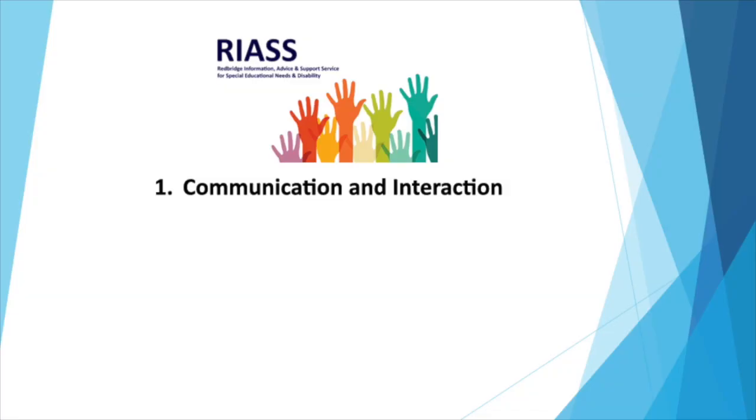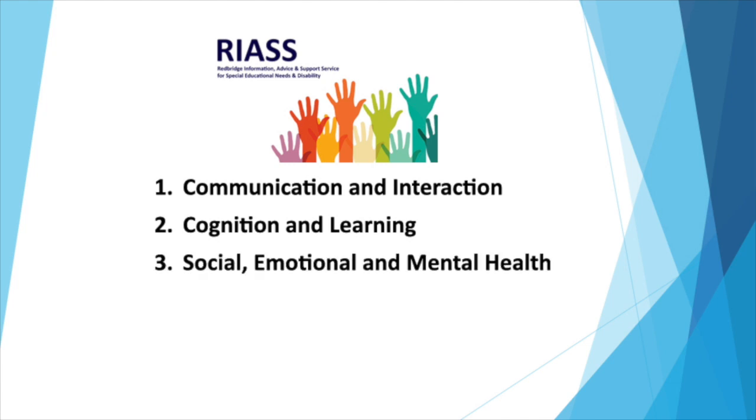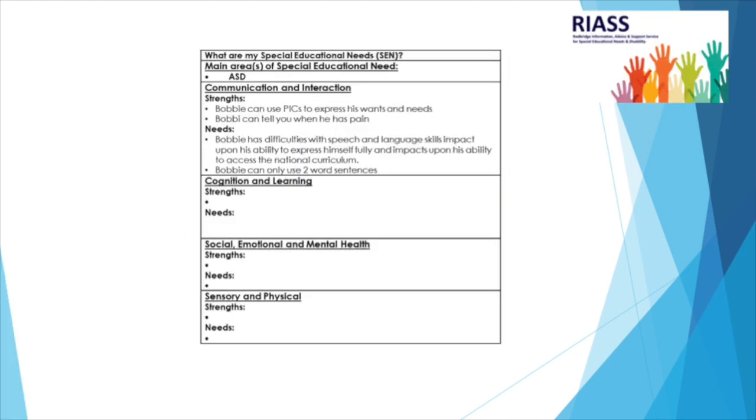The 4 areas are 1. Communication and interaction. 2. Cognition and learning. 3. Social, emotional and mental health. 4. Sensory and physical. This is a good format on how to capture the identified support needs. Using bullet points makes it clear to see the support needs, and when looking further along the EHC plan, making sure that there is a provision for each support need.